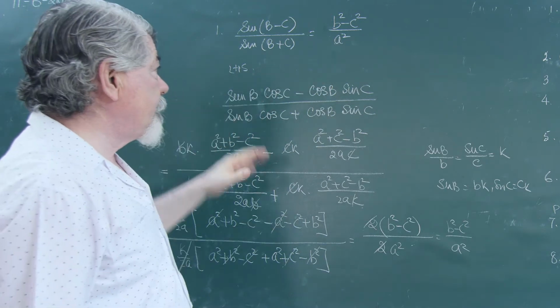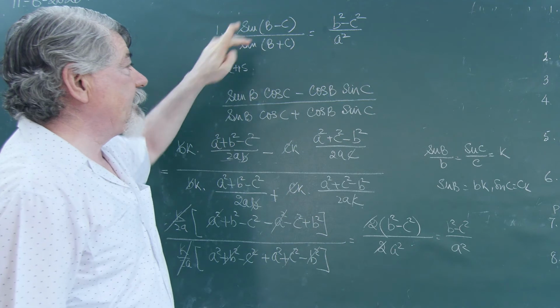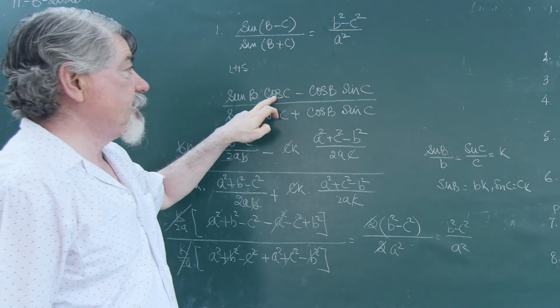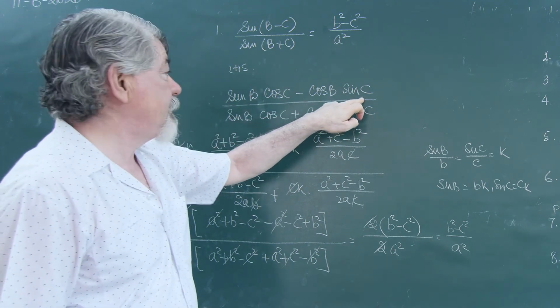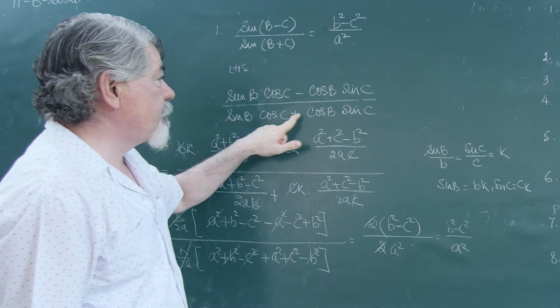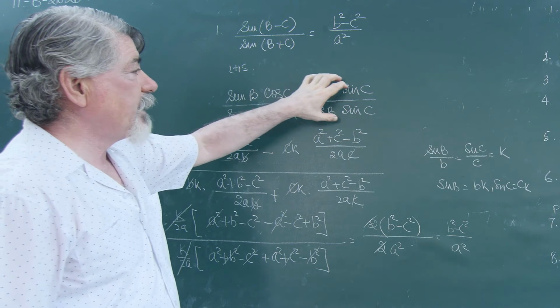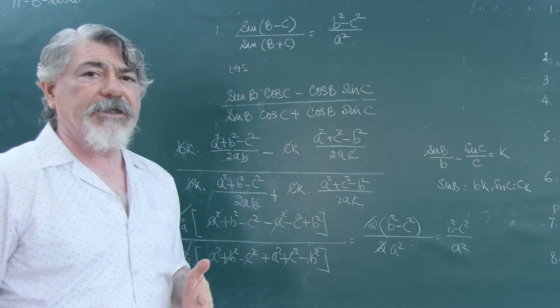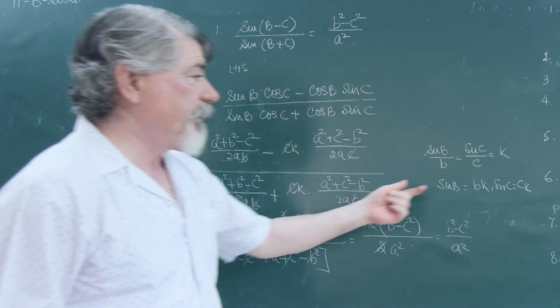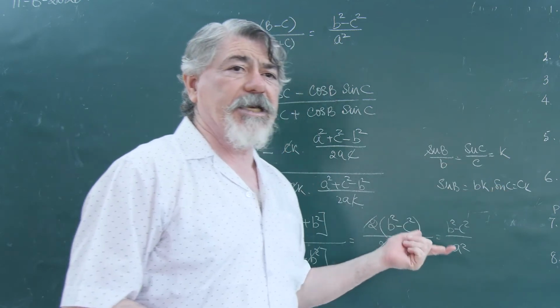So once again, sine (b minus c) was written as sine b cos c minus cos b sine c upon sine b cos c plus cos b sine c. Sine b and sine c were replaced by bk and ck using the sine law.